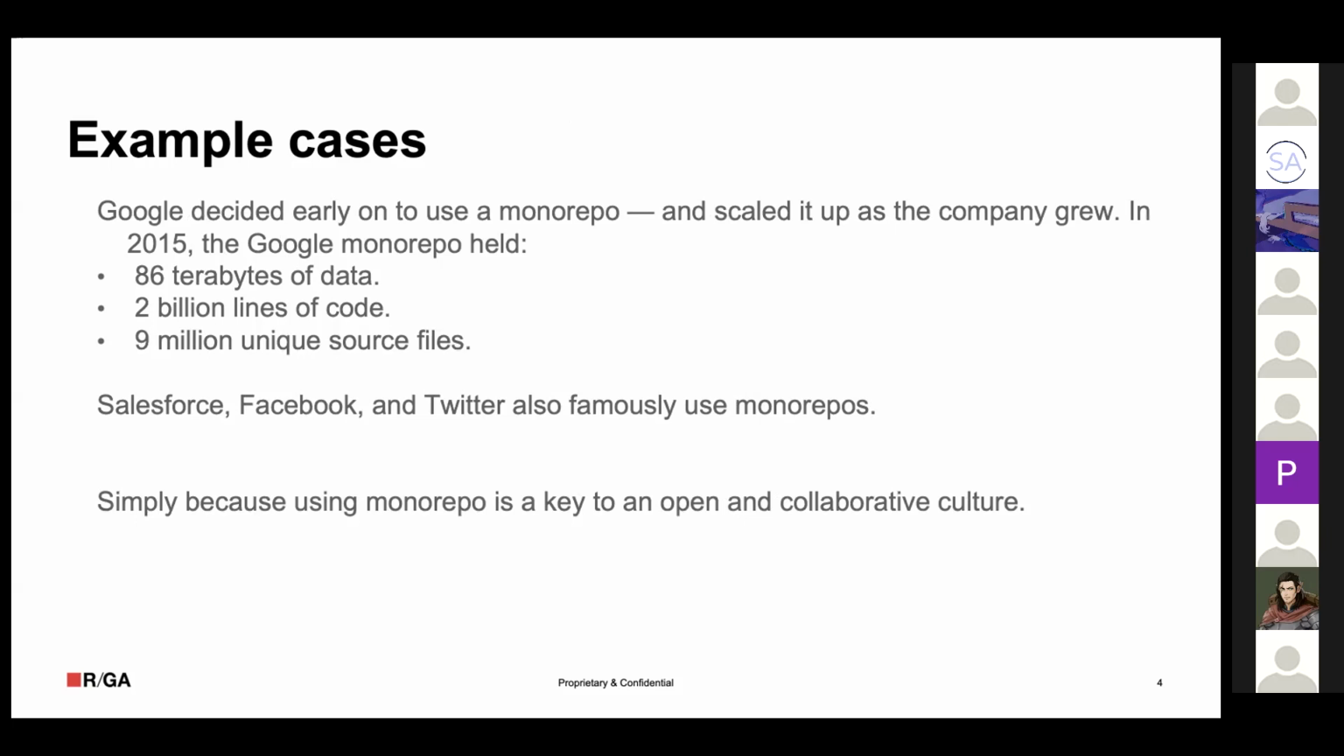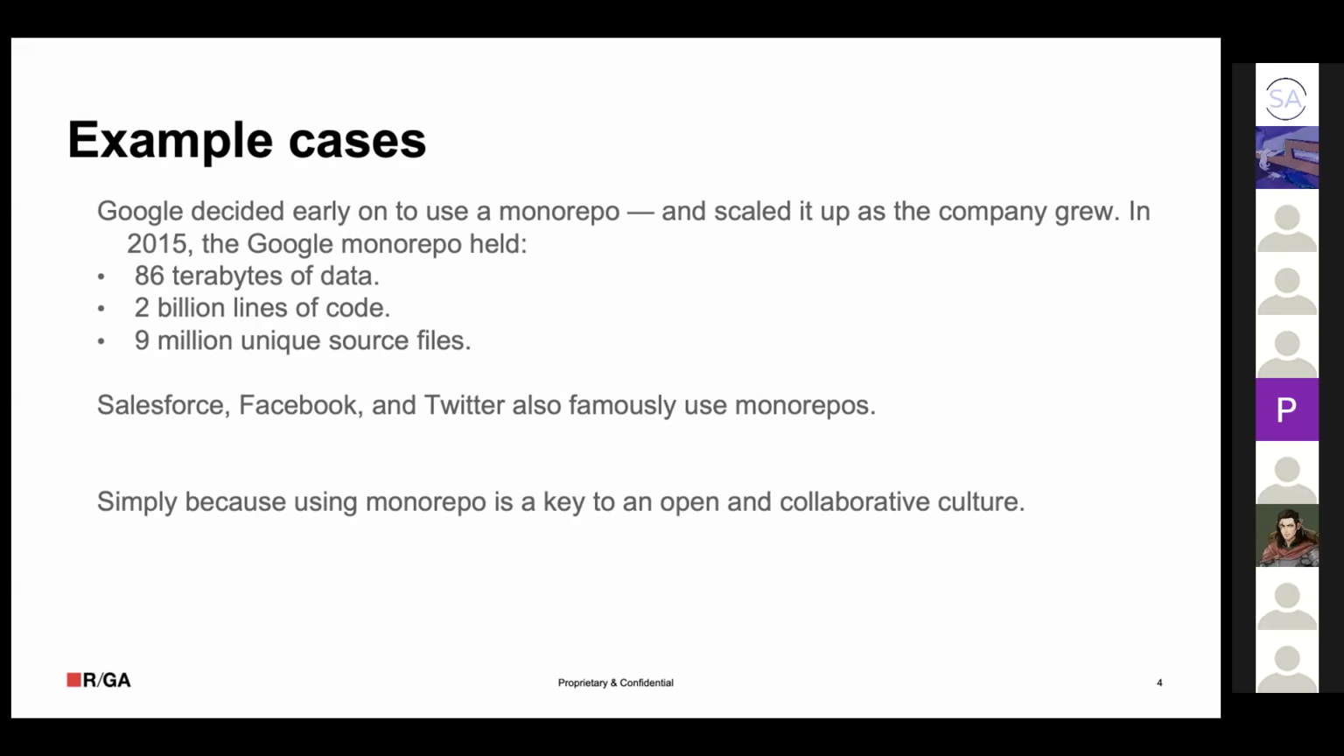In 2015, the Google monorepo held 86 terabytes of data, 2 billion lines of code, and 9 million unique source files. Can you imagine how big the monorepo is? And that's only one example. As far as I know, Salesforce, Facebook, and Twitter are also famously using monorepos. If you wonder why, it's simply because using monorepo is key to an open and collaborative culture. So it looks really good, right?